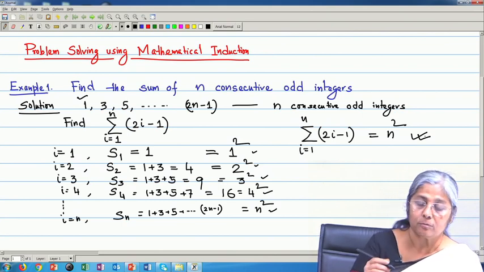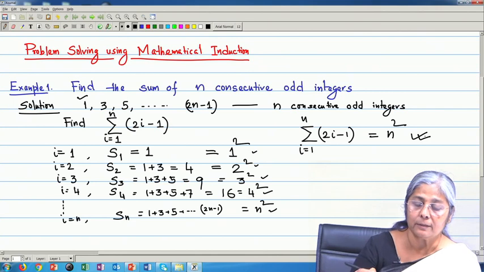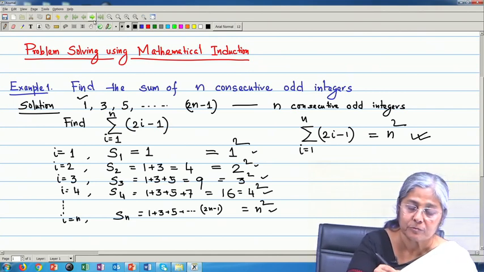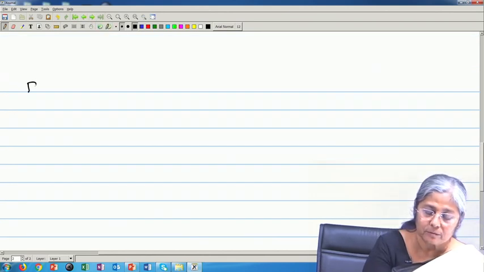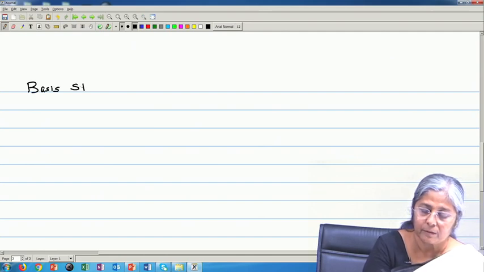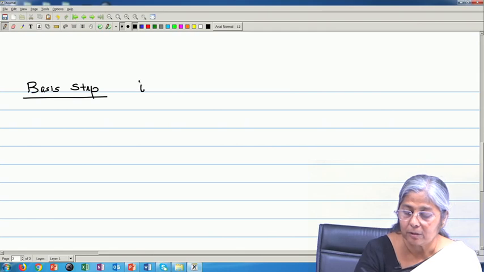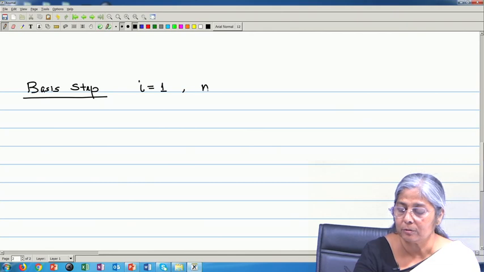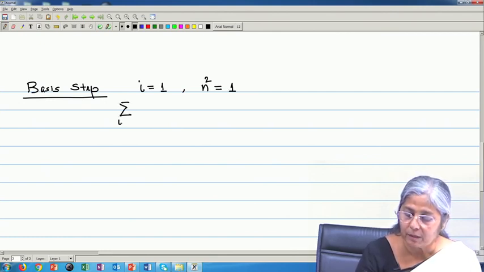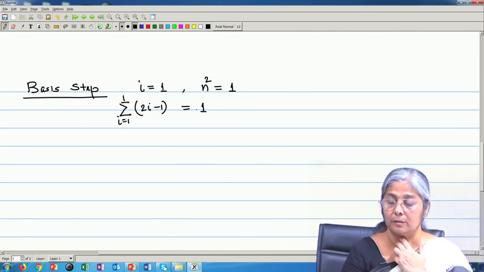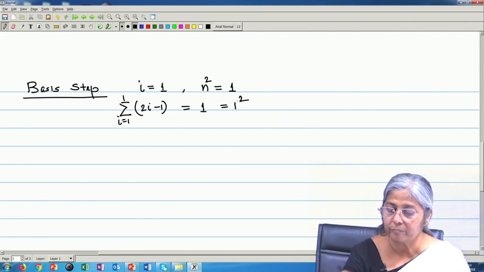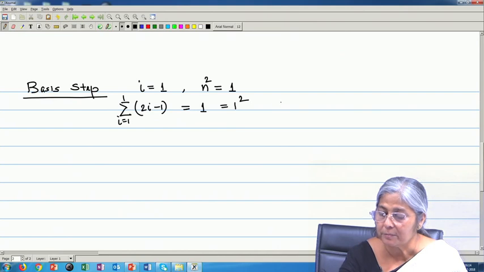Now, we have to prove this, and we remember that to prove this we have to follow 2 steps. One is the basis step, where we consider n equal to 1. We know n square equals 1, and the sum for i equal to 1 to 1 of 2i minus 1 equals 1, which is equal to 1 square. So, my basis step is true, it is true for n equal to 1.